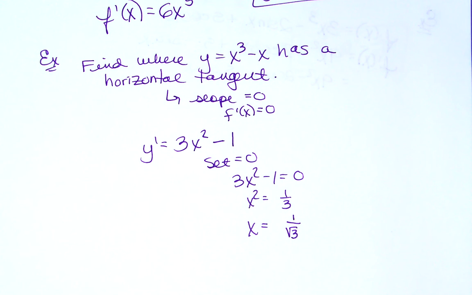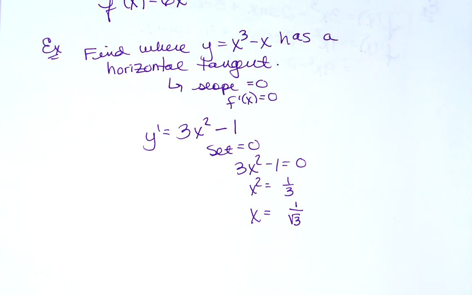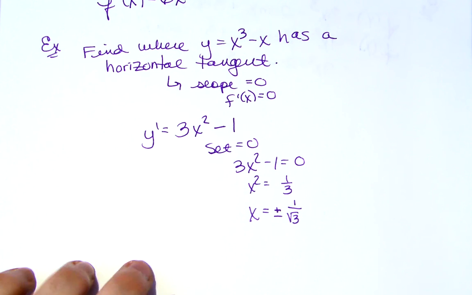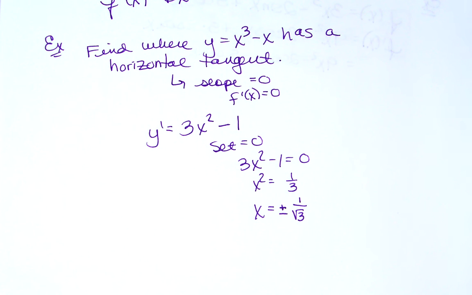Yes? That's what I've got. Yes? I don't need it rationalized. Anyone have anything else? Don't forget when you undo a square, plus or minus the square root, so plus or minus 1 over root 3. If we looked at the graph of this and went to 1 over root 3 and negative 1 over root 3, we'd have a slope of 0 there. I think that's where I want to stop with this for today.